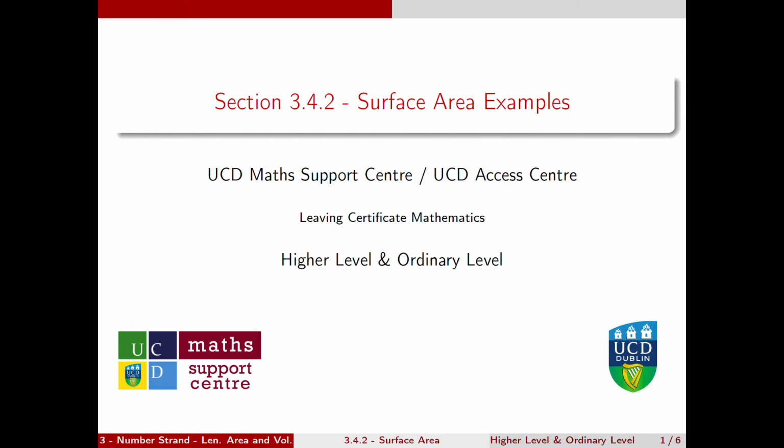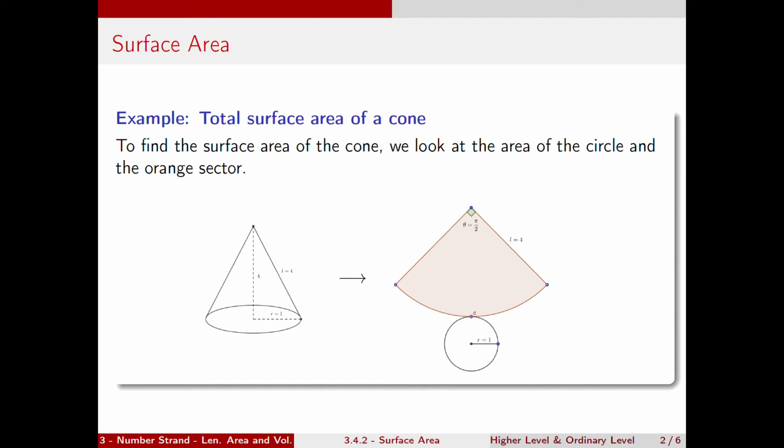In this video on surface area, we will be looking at some examples of how to calculate surface area of three-dimensional objects. So let's look at the total surface area first of a cone. To find this, we look at the area of the circle and the area of the orange sector here.